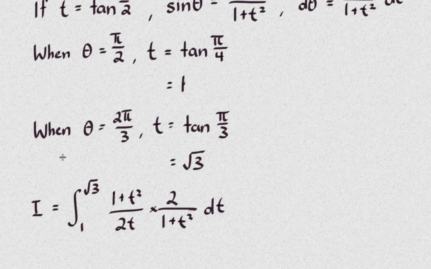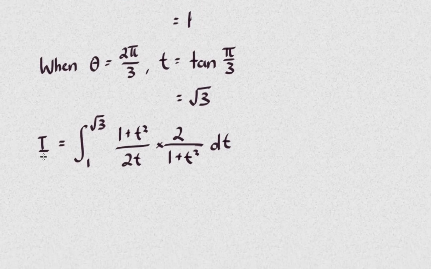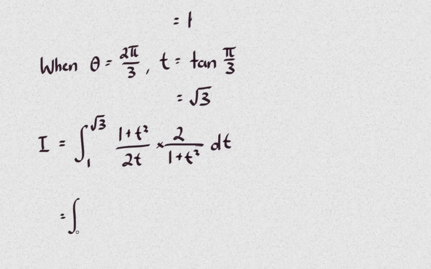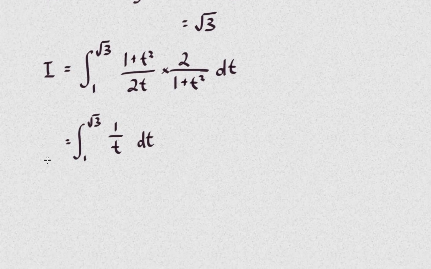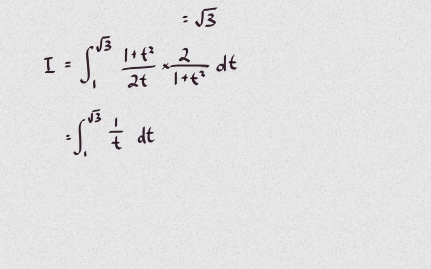Now look at the amount of things that cancel out. This is quite nice. We see that the 1 plus t squared will cancel out, and also the 2, leaving us with 1 on t. The integral of 1 on t is the natural log of the absolute value of t.